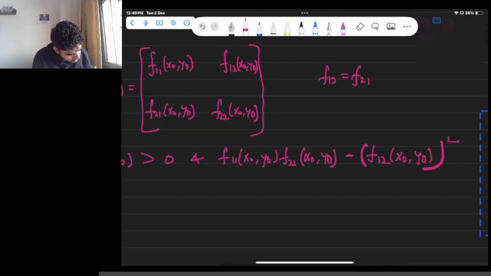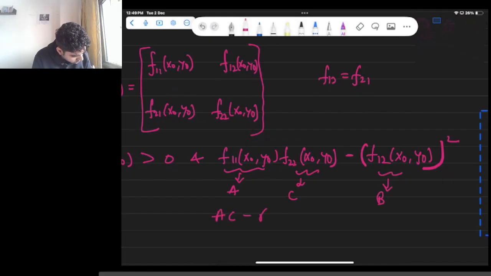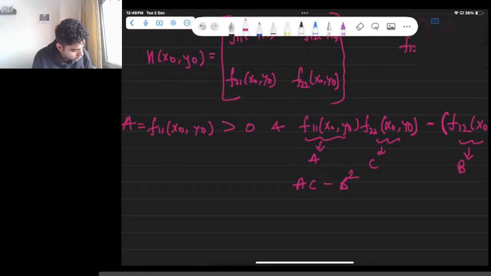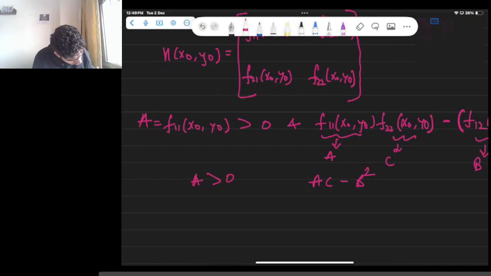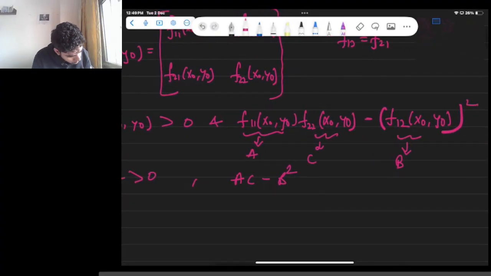So what this means is, this is a, this is c, and this is b, right? So this says that AC minus b square. So a greater than 0 and AC minus b square greater than 0 implies we have a local max, right?